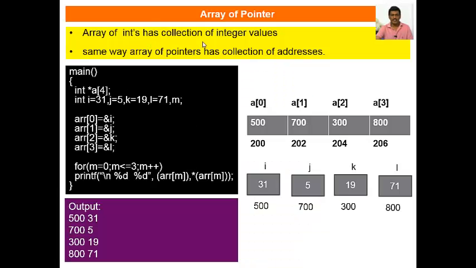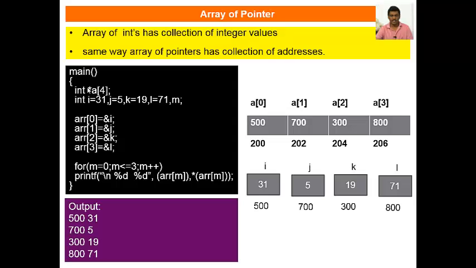An array of integers has a collection of integer values. An ordinary array variable can store a collection of integer values, but an integer pointer array can store addresses of integer variables. So an ordinary array can hold values, and a pointer array can store addresses.